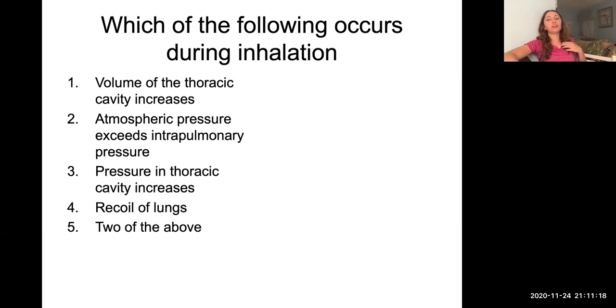Which of the following occurs during inhalation? The volume of the thoracic cavity increases. The atmospheric pressure exceeds intrapulmonary pressure. The pressure in the thoracic cavity increases. The recoil of the lungs, or two of the above.